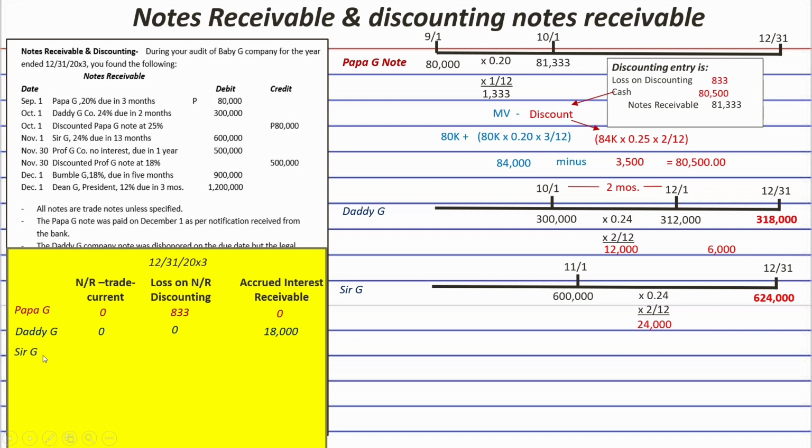For Sergey, there will be a trade current note receivable, because although the maturity date is 13 months from November 1, 2 months have already passed as of December 31, 20x3. Therefore, there are only 11 months left until the due date. Meaning, this 600,000 notes receivable from Sergey is a current asset. There is no loss on discounting, and as to interest collectible, we have 24,000, and that's from here.